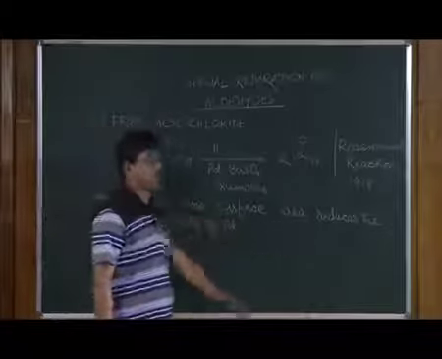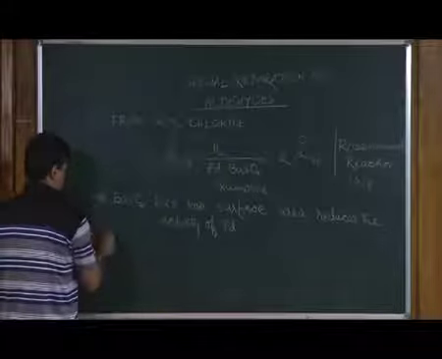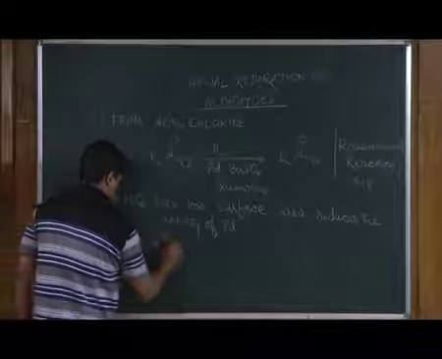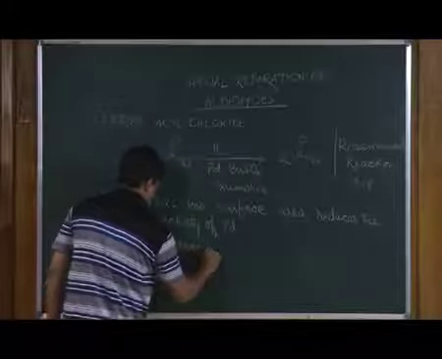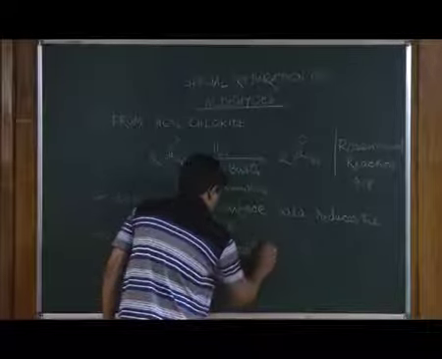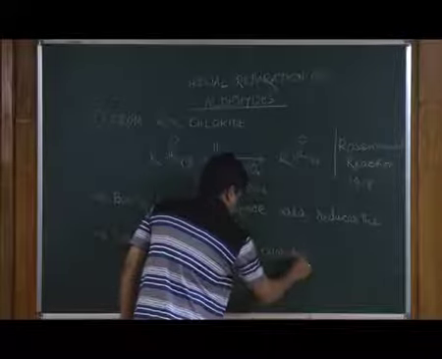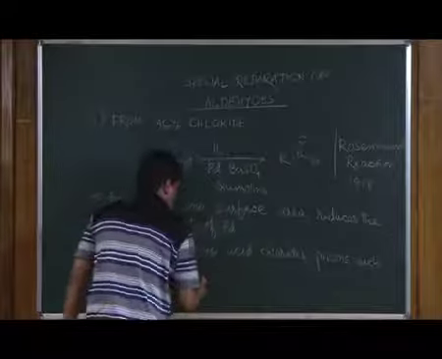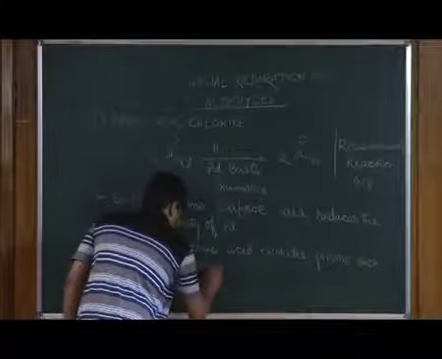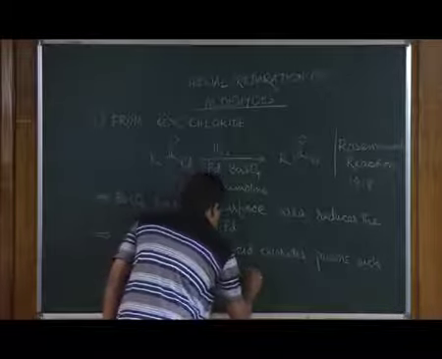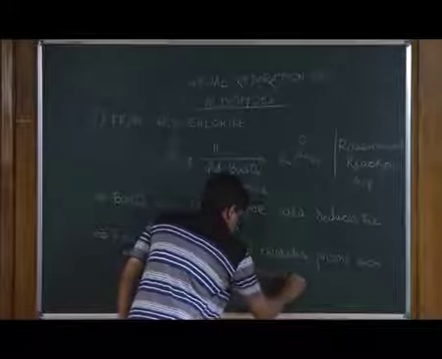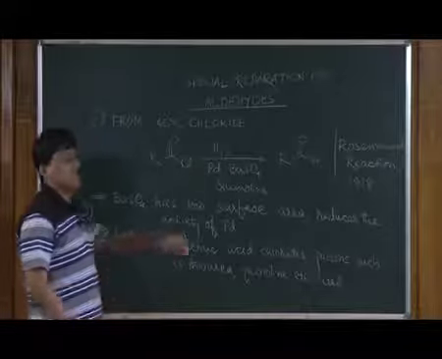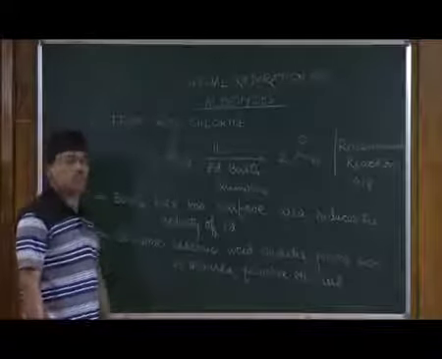Because it has a low surface area, it reduces the activity of palladium. Also, for some reactive acid chlorides, to reduce further the activity of palladium, some poisons like thiourea, quinoline, etc. are used.